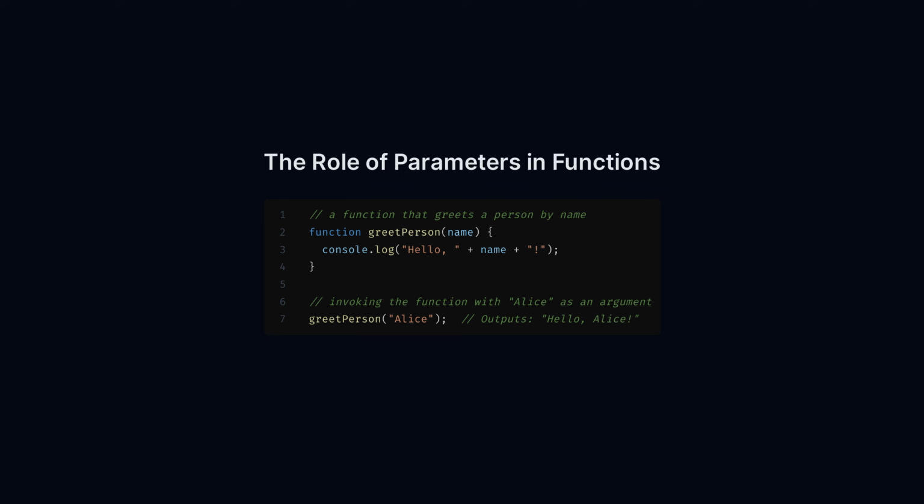Next, we venture into the concept of parameters. Parameters provide a function with the inputs it needs to complete its task. You can imagine these as the ingredients in a recipe. The code snippet on the slide shows a function greetPerson that accepts a parameter name. It then uses this parameter to output a personalized greeting message. When we call greetPerson with Alice, we're giving the greetPerson function the ingredient it needs to perform its task. In this case, the name Alice.